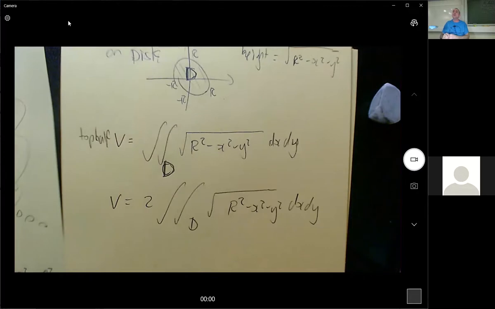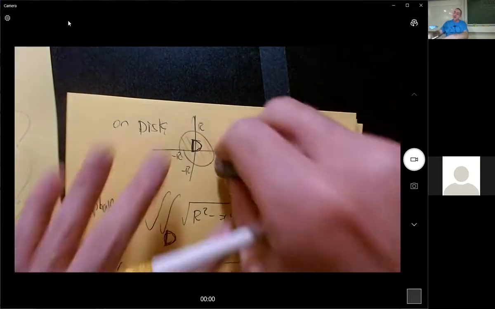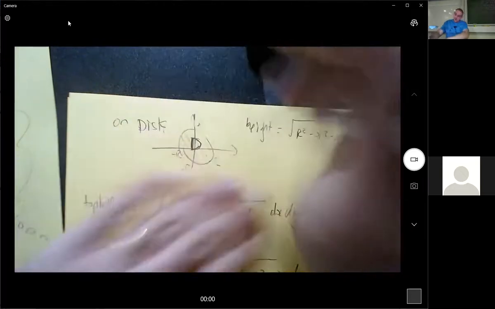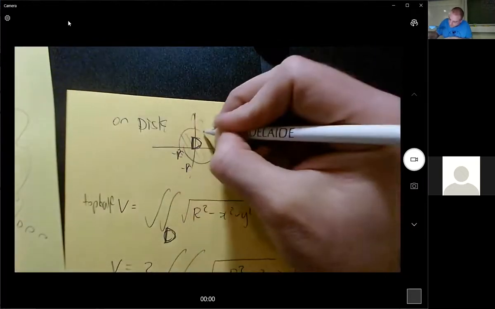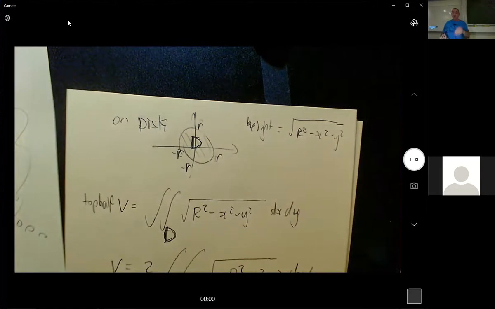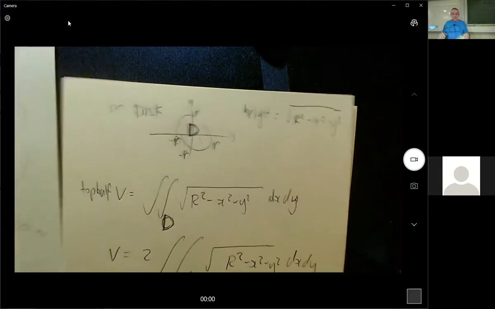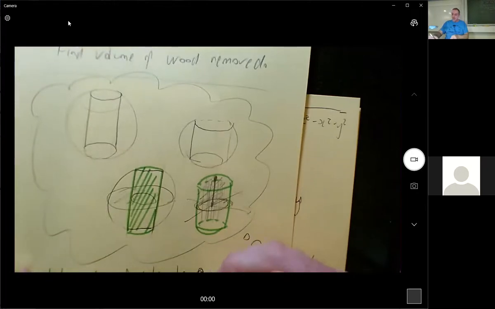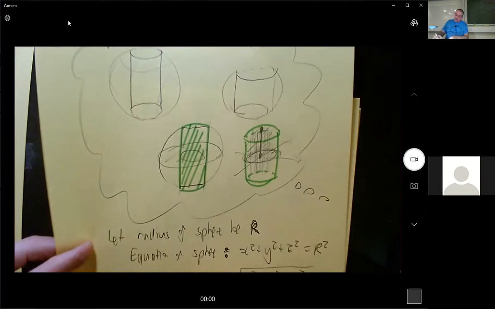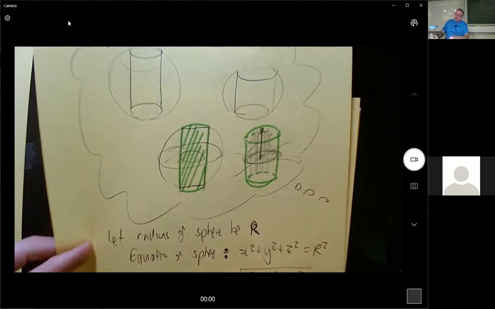So how would it fit into this disc? It would be bigger, but it would look exactly the same. But I haven't yet figured out how wide this disc is, so I don't know. Oh crap, the capital R would be the whole sphere, wouldn't it? This is a little r, which we don't know yet. Yeah, big R for the square root because that's for the whole sphere. And then I'm going to let the radius of the hole be little r. Let's do that.